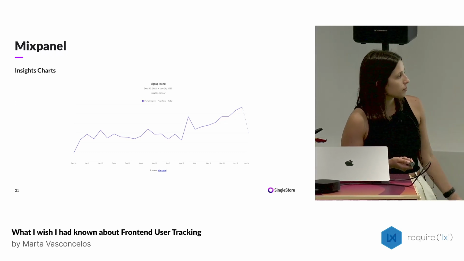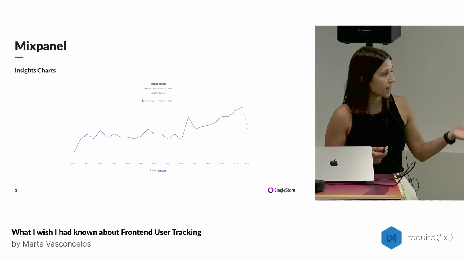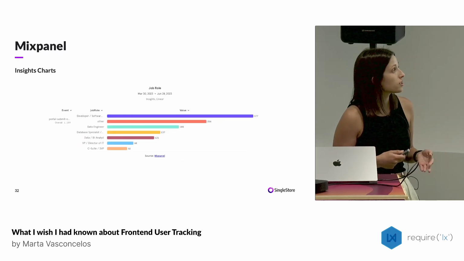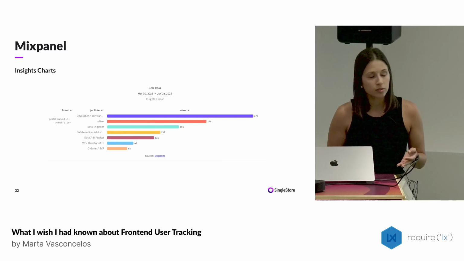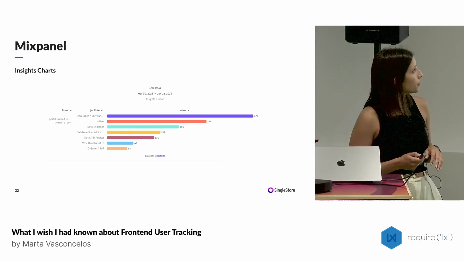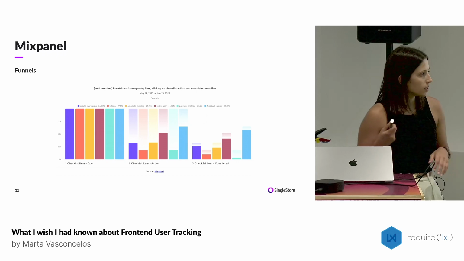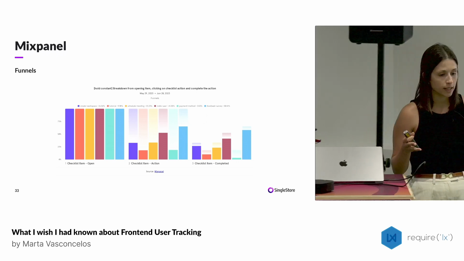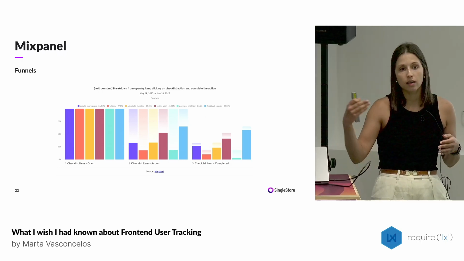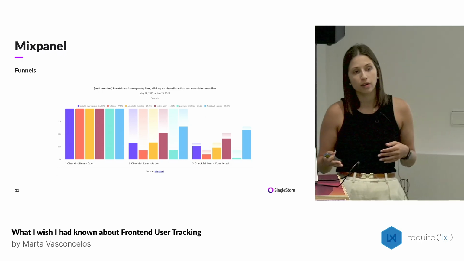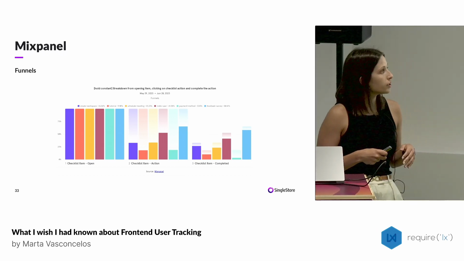So this one, for example, is for our sign-up trend. It is an insight chart. You can have linear charts. You can have bar charts, pie charts. So you can choose according to what you need to analyze. You can also have funnels, and this one is my personal favorite, because you can define a flow and check if the users are dropping off in the process, if they are finishing the flow or not.